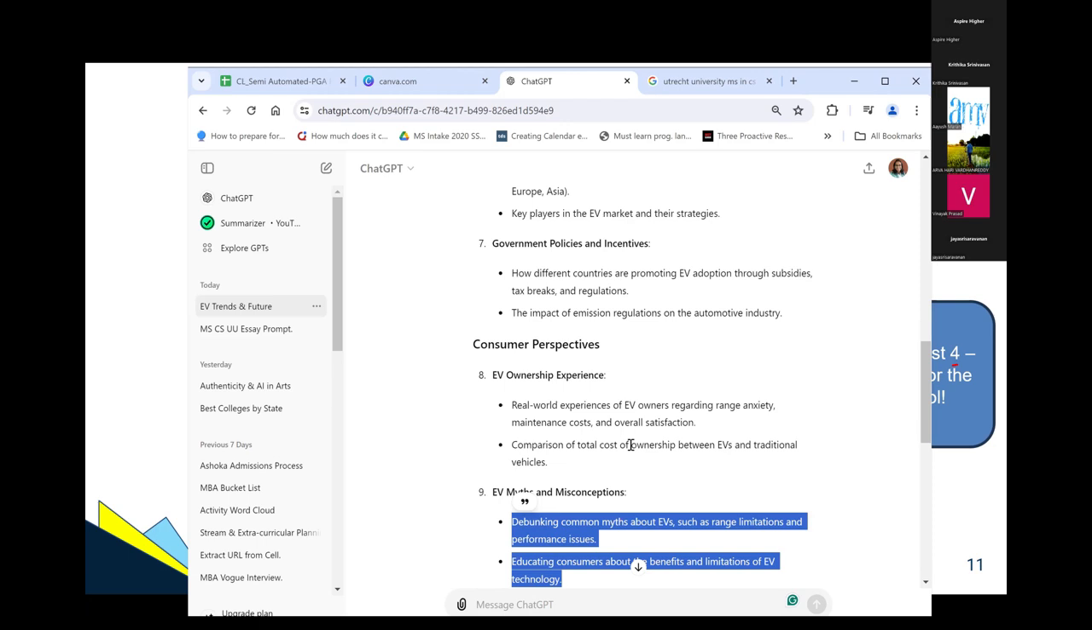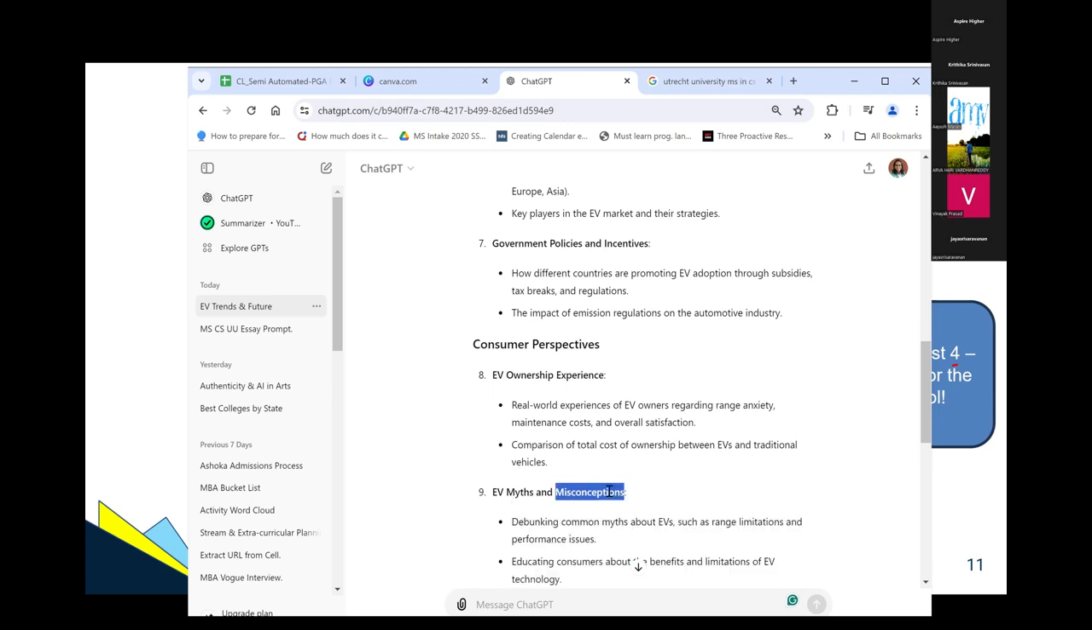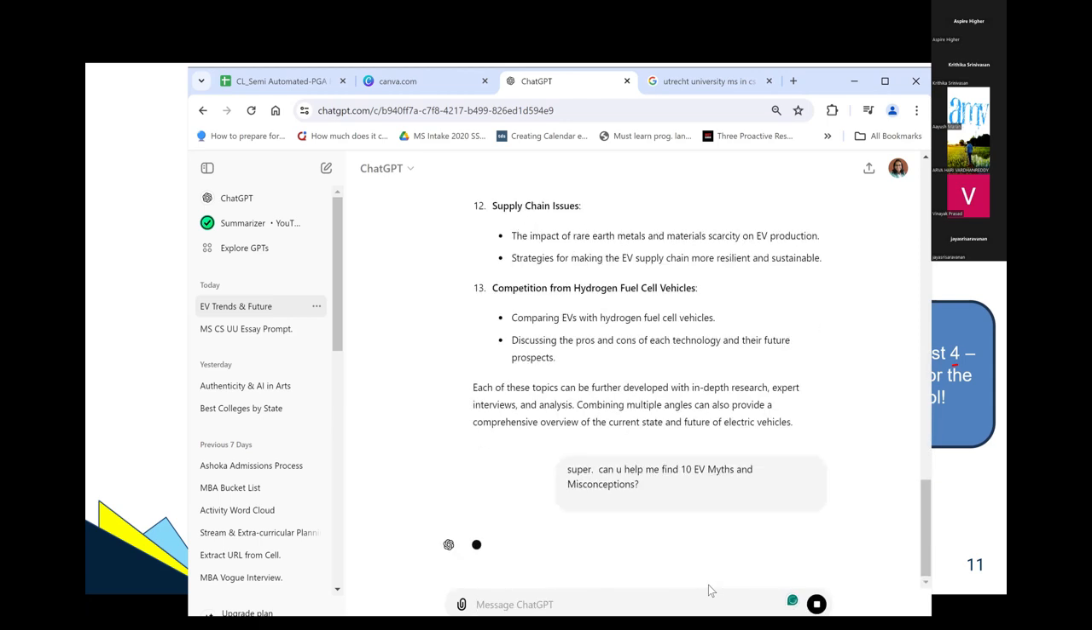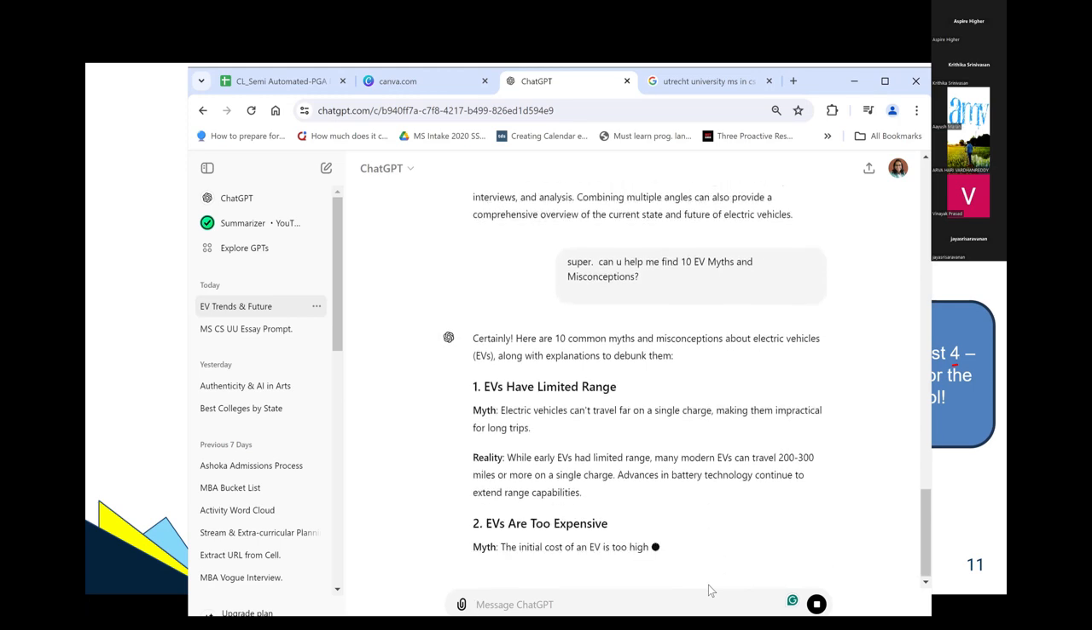One more thing is I will say beware of using AI for any listing, because AI is very good at listing. So for example, if I ask it, can you help me find 10 EV myths and misconceptions? It can give me this, but if you go and check online, you will see thousands of things like this. This will be so boring.